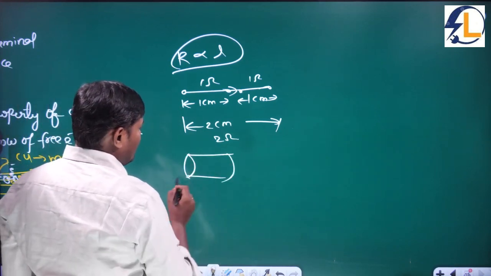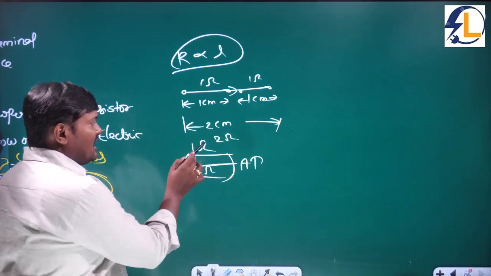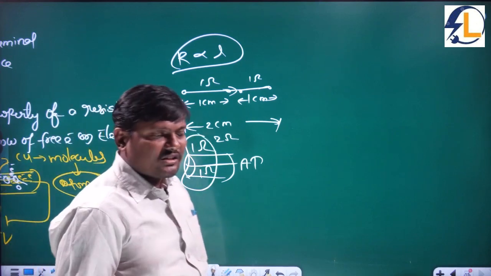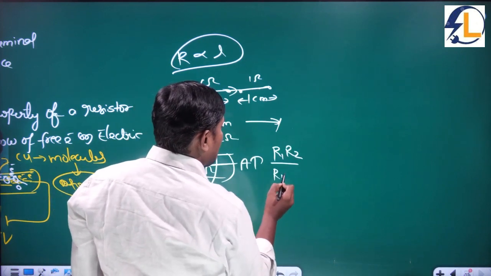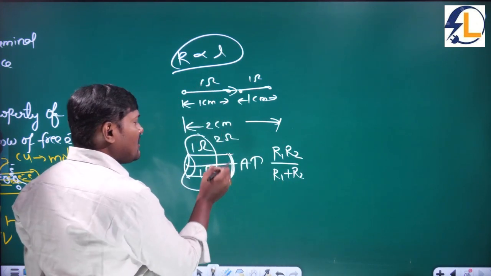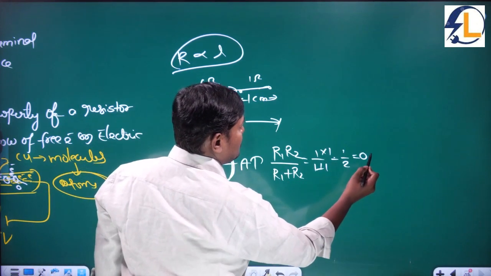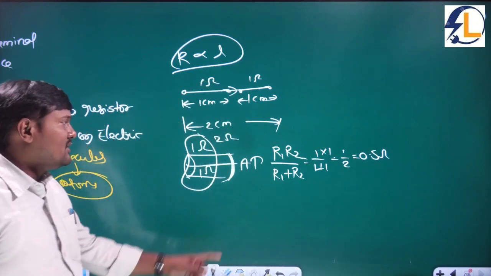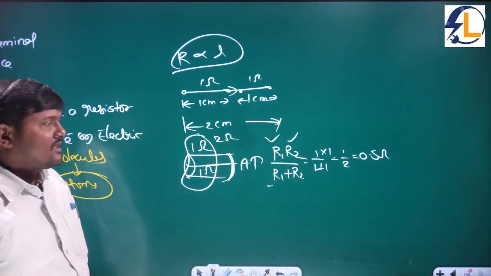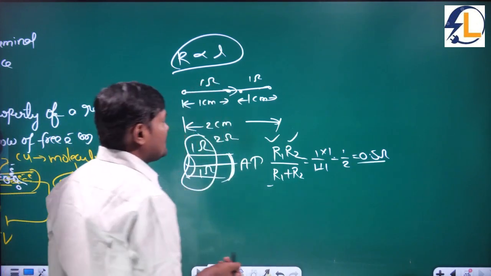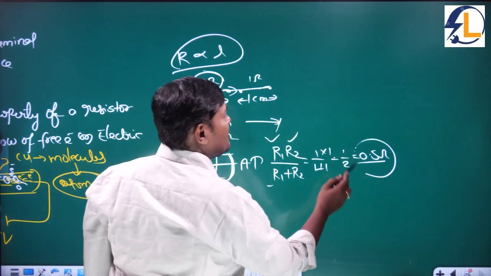Suppose your area is increased, what will happen? Let us say this is 1 ohm and 1 ohm, in area. I think you have an idea. Two resistors are connected in parallel: R1 R2 by R1 plus R2. You have to take the parallel combination: 1 into 1 by 1 plus 1, which is 1 by 2, equal to 0.5 ohms. We will discuss how we get R1 R2 by R1 plus R2 when two resistors are connected in parallel. So 0.5 ohms, which is less than 1 ohm. Originally it is 1 ohm only, but the resultant is 0.5.